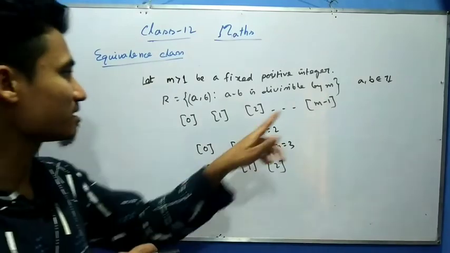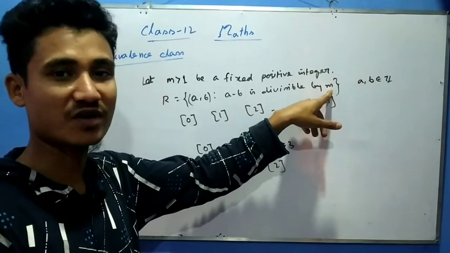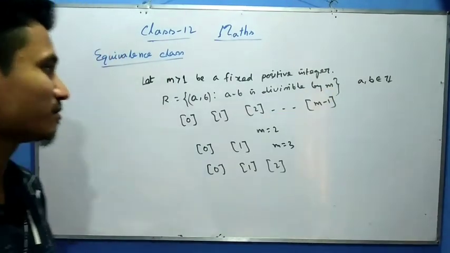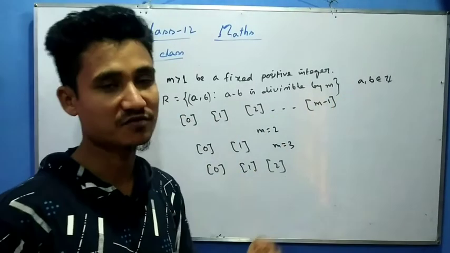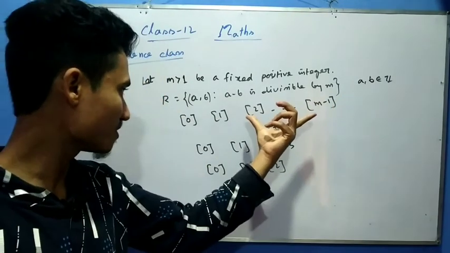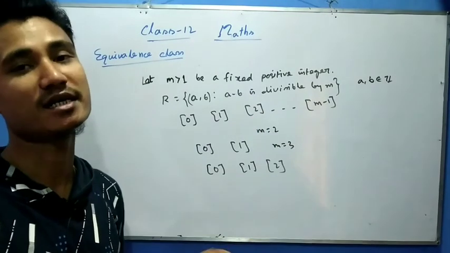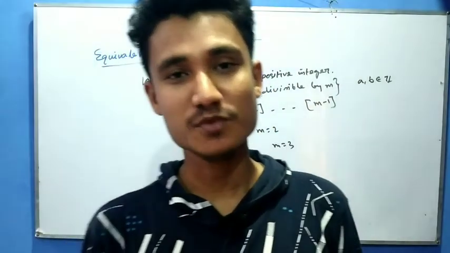Under this equivalence relation, the value of m may be anything, 4, 5, 6, 7 also. So a question will be asked about how many partitions of Z there are. If you remember this thing, you can easily answer the question. Try to solve the examples from your textbook.